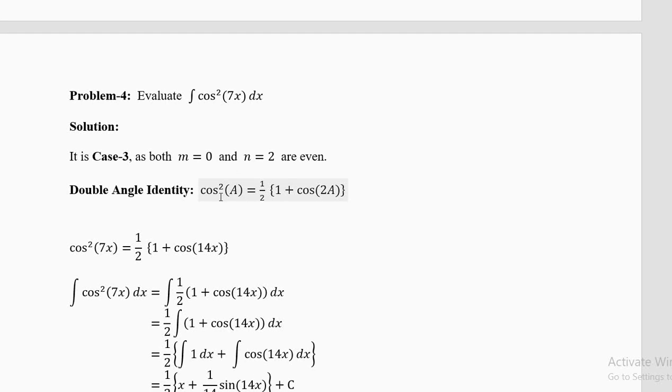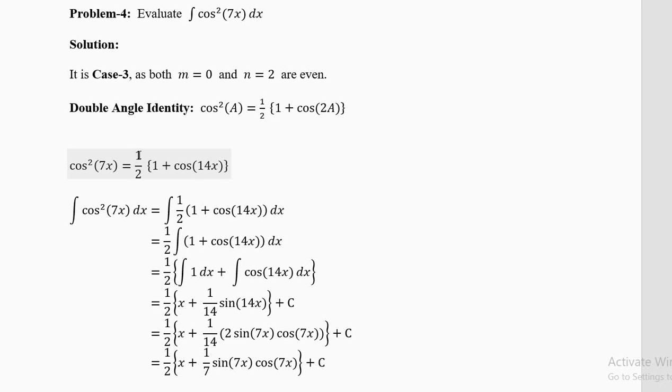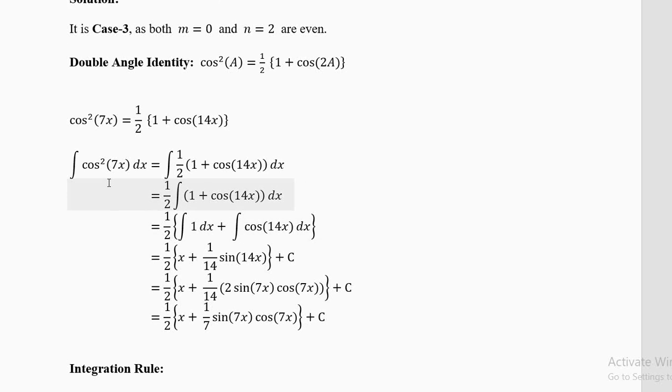So the double identity is cos square, double angle identity. Cos square a equal to half of 1 plus cosine 2a. Now cosine square 7x will become half of 1 plus cosine 14x. See, you are trying to get rid of the power 2, at the expense of doubling the angle. We'll be using this formula. Now integration of cosine square will be half of 1 plus cosine 14x. It is 7x here, it is 14x here, the angle doubles.